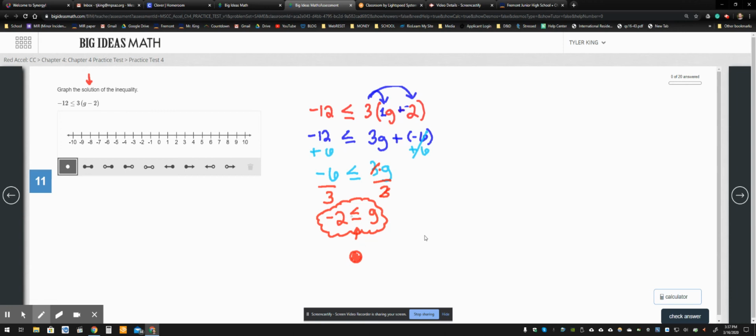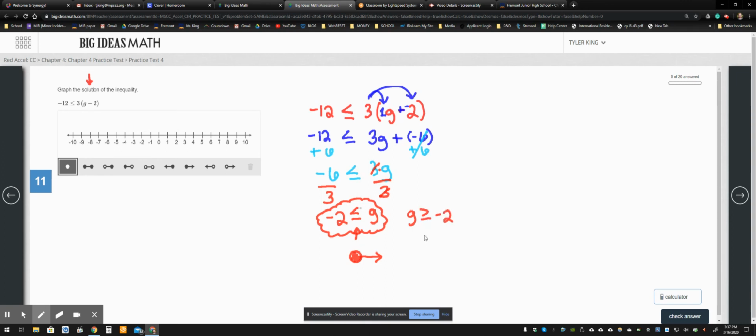We're also looking for things that are bigger than negative 2, right? Negative 2 is less than everything in our solution set. So g has got to be bigger than negative 2. So we're going to go to all things bigger than negative 2. Again, if we were to rewrite this, we could say that g is greater than or equal to negative 2.